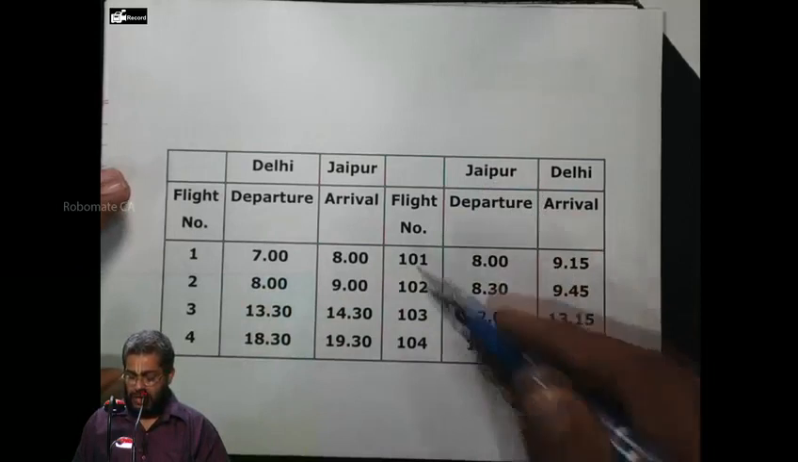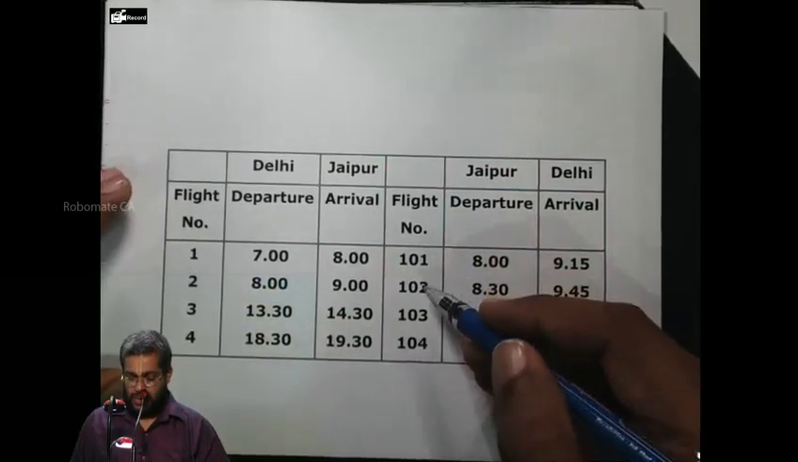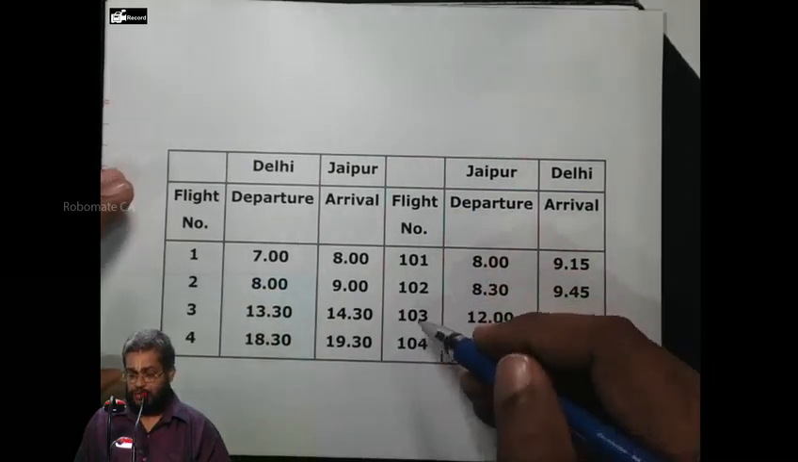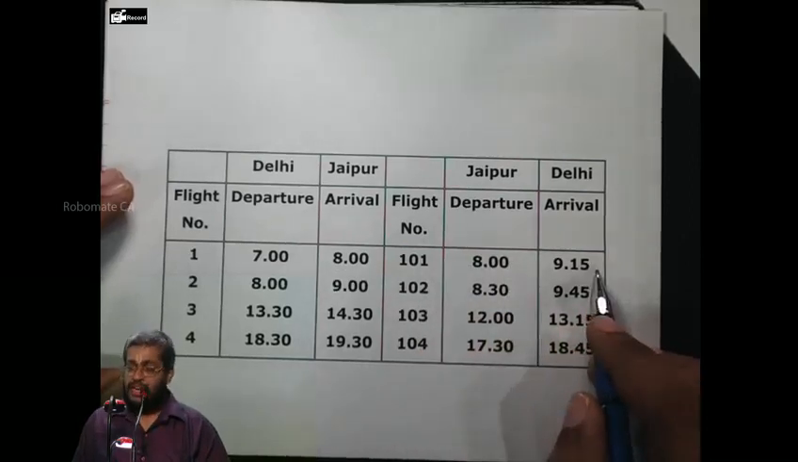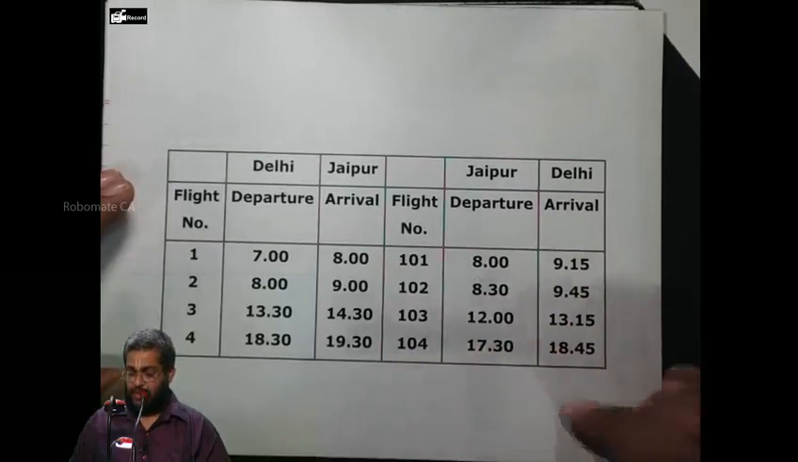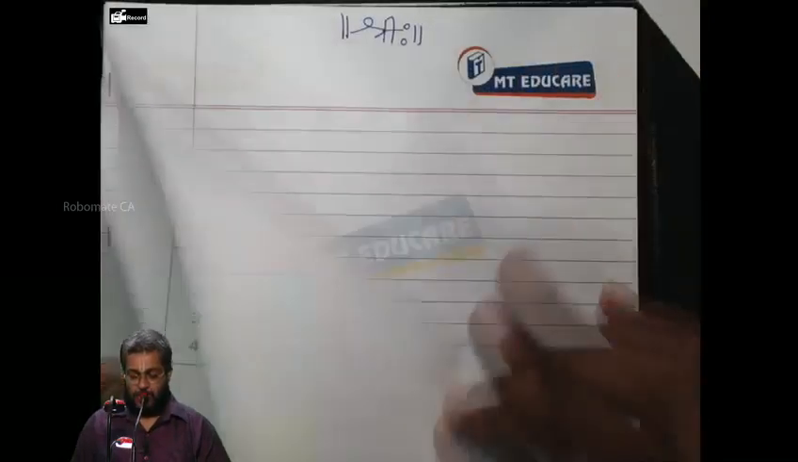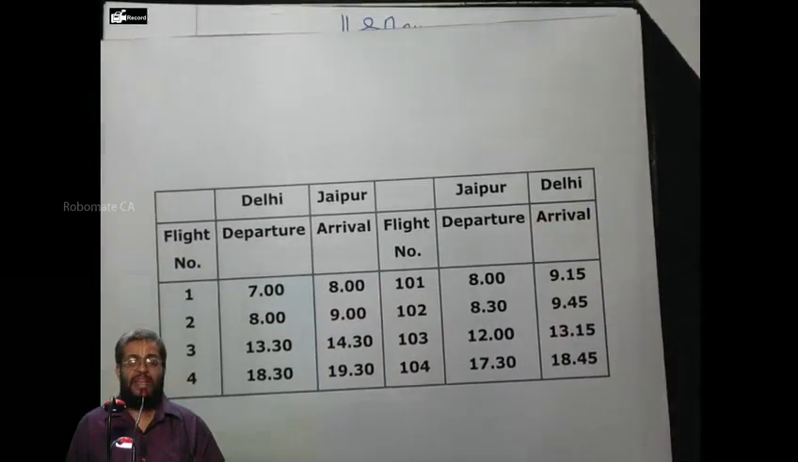Like that, Jaipur to Delhi 4 flights are there, 101, 102, 103 and 104. 101 starts from Jaipur at 8, comes to Delhi at 9:15. Like that it is given for 102, 103 and then 104. That's the question which has been given. I'll give you a few minutes, read the question, try to understand what is being asked, then we can start with the solution.